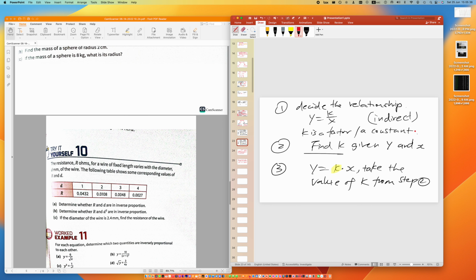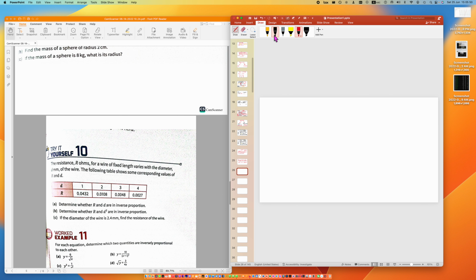You finished A already? Okay, good. So, part B. Can you see that they say R and D square? So, which means that in this question, you need to do one more step. So, you have D: 1, 2, 3, 4. And then you have R: 0.0432, then 0.0108, then 0.0048, then 0.0027. This is R, right? But in part B, they want D what?